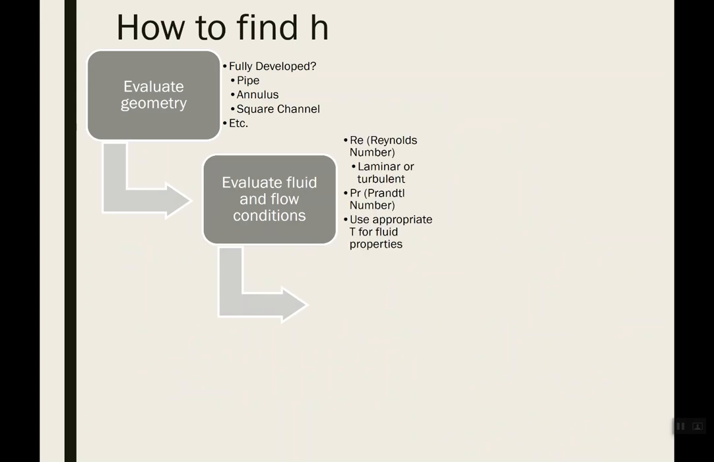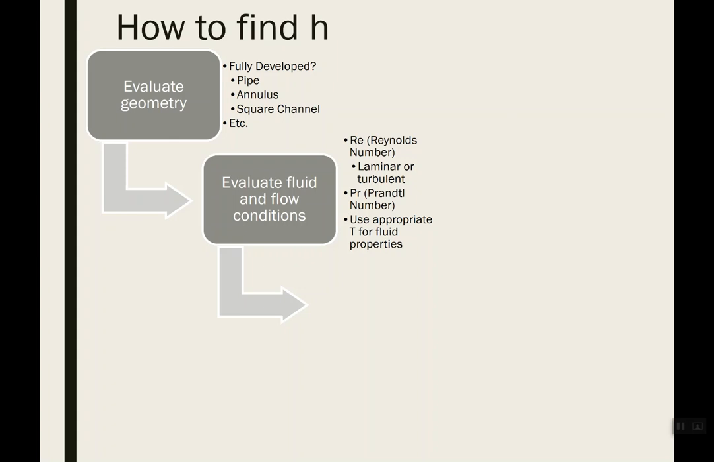So we're going to go back to this process if we want to find our H now. We have to go back to these correlations. We have to look at the geometry of our system. Is it a pipe? Is it an annulus? Is it a square channel? We calculate Reynolds number, we determine if our flow is laminar or turbulent, and we evaluate our Prandtl number.